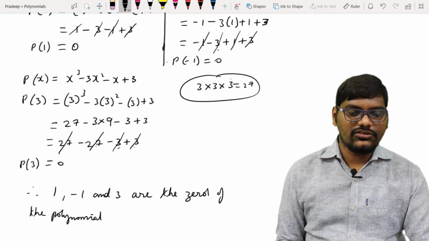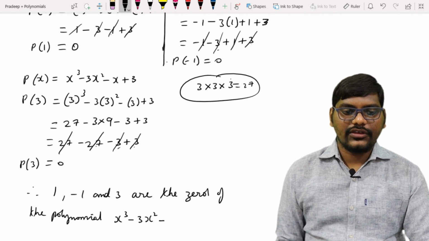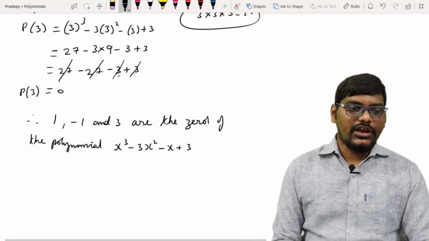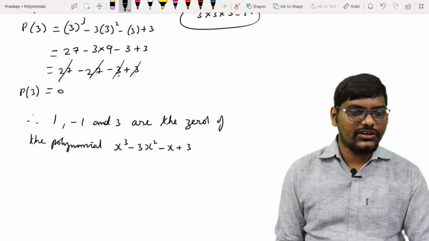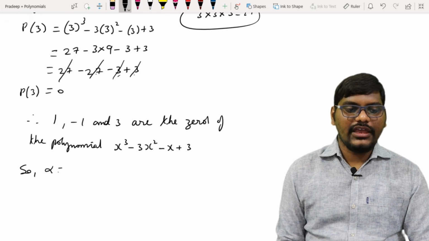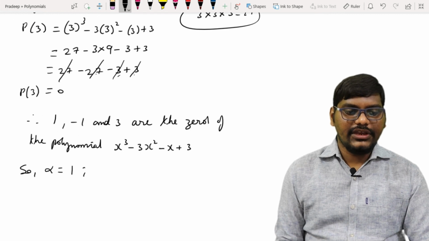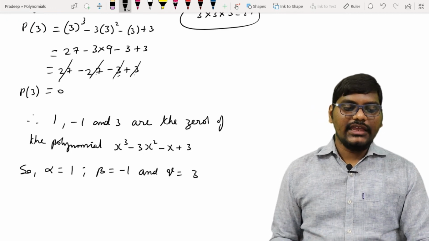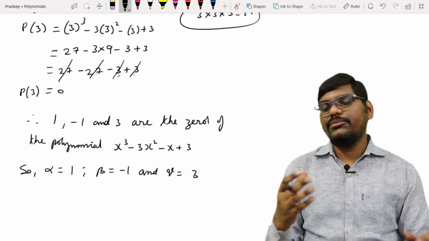So we'll write the polynomial also. What is the polynomial? That is x cube minus 3x square minus x plus 3. Okay, so this is the polynomial, and these are the perfect zeros for that polynomial. So we'll do the further things: alpha equal to 1, beta is minus 1, and gamma is 3. These are the alpha, beta, gamma values, and we'll compare the general equation with the given equation and find out the a, b, c, d values also.